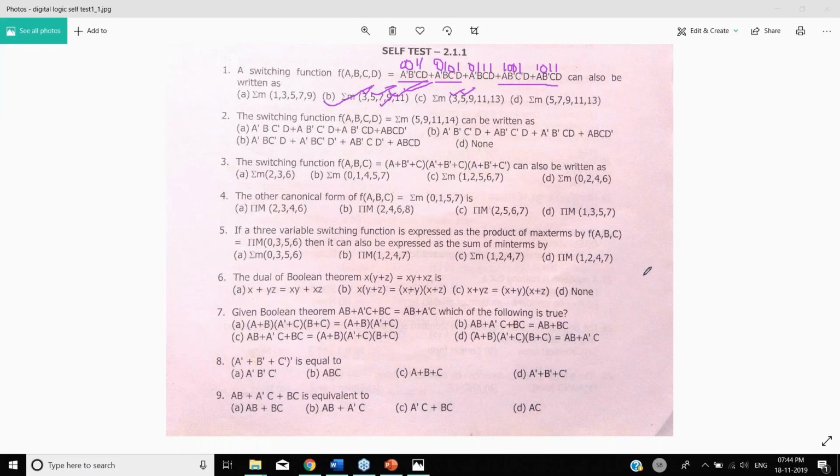Did you get the answer? Yeah, the complement value must be 0. The complement will be treated as 0. Okay.